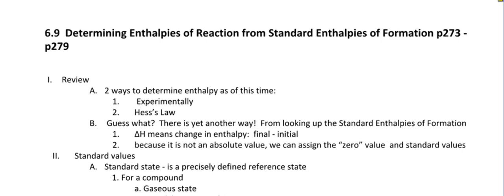How else can we find delta H of a reaction? We can use Hess's law. And guess what? There's another way, and we can look up standard enthalpies of formation. You remember those charts that I had given you at the beginning of this chapter that has all this data on it. If you can pause this and find that, get it out, and come back.